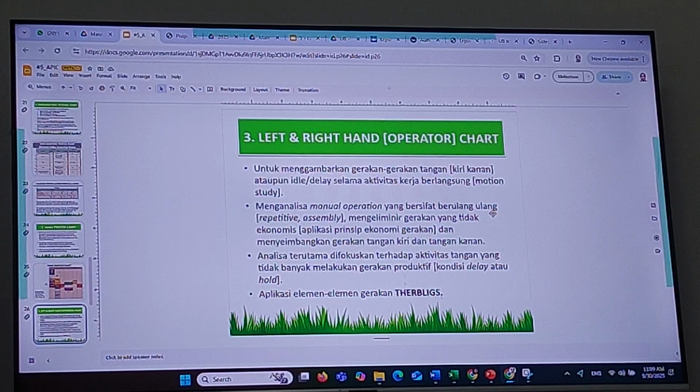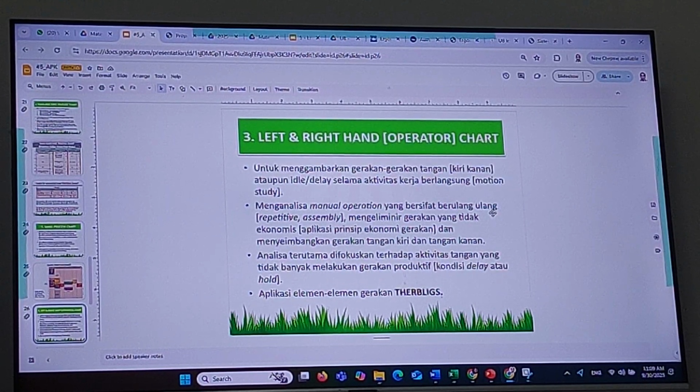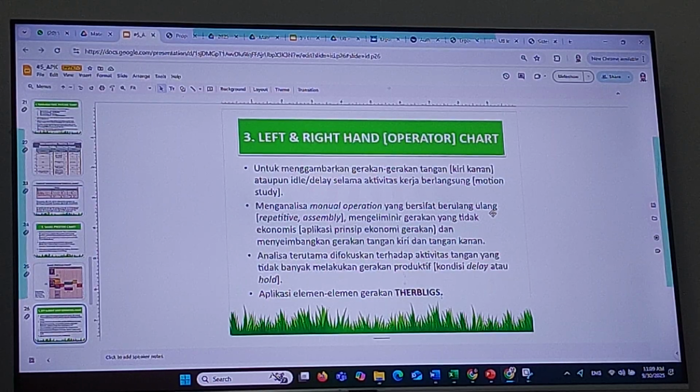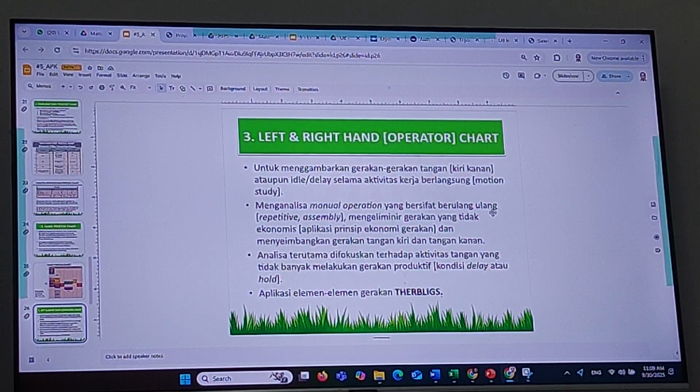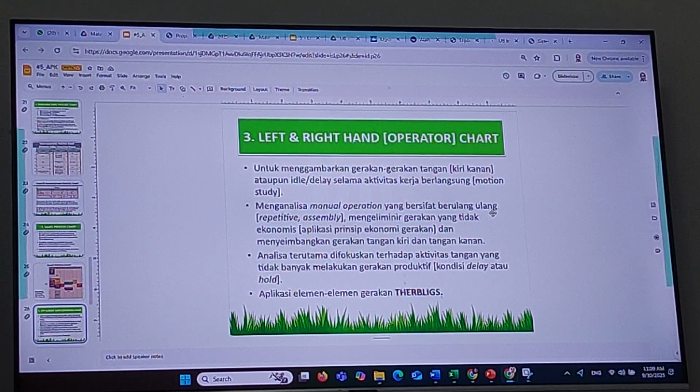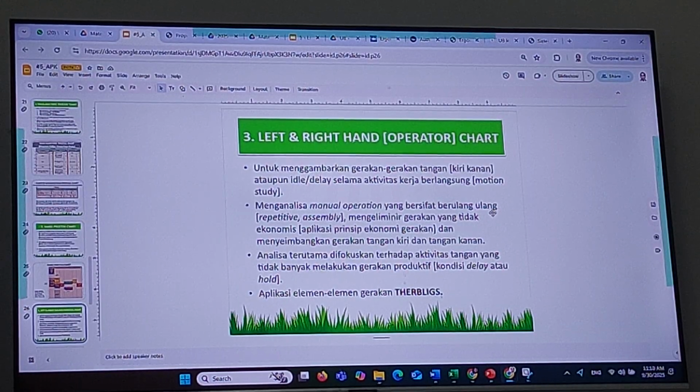What are therbligs? Remember Gilbert? Frank and Lillian Gilbert. Motion study, method study. The initiators of method study and motion study. Remember? And Taylor? Frederick Taylor, yes, the founder of scientific management and also work measurement.